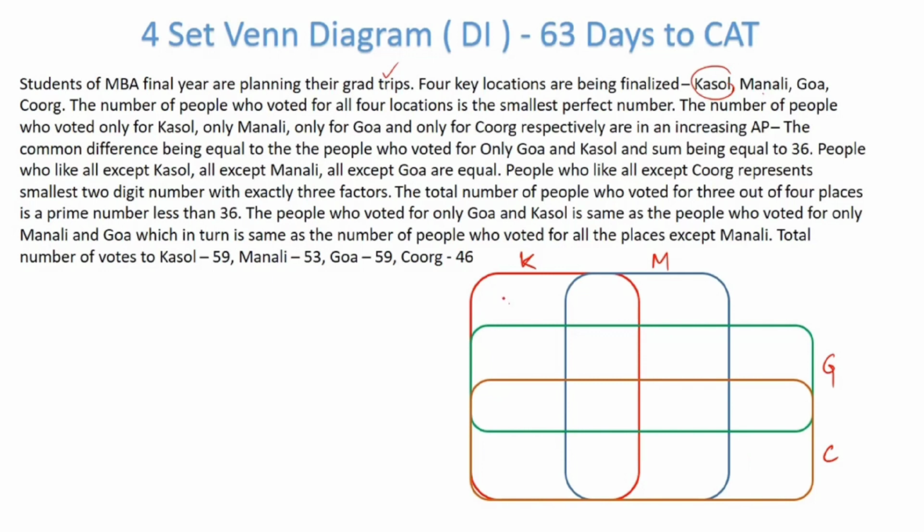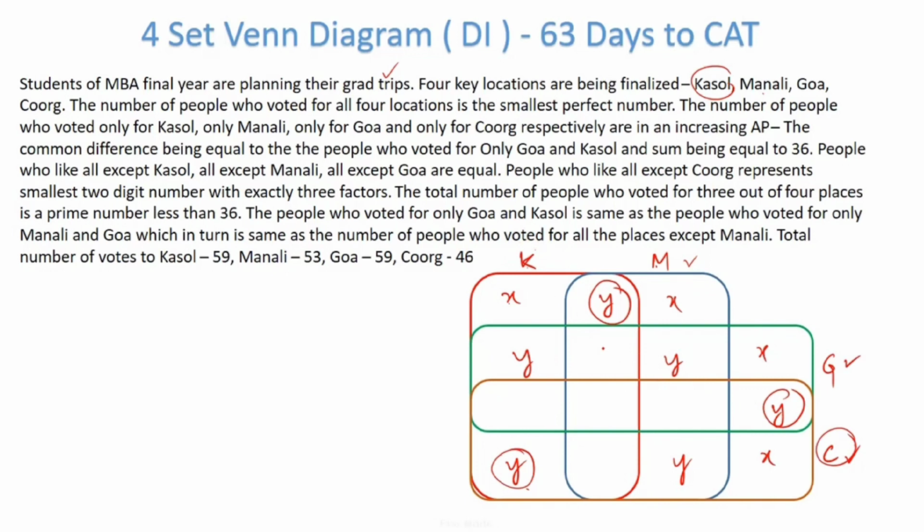If I talk about these regions, X, X, X, X, these represent only a particular place. For example, only Kasol, only Manali, only Goa, only Coorg, right? If I talk about these places, Y, Y, these places represent 2 out of the 4. For example, this represents Kasol and Manali. This represents only Goa and Coorg. This Y here represents only Kasol and Coorg, right?